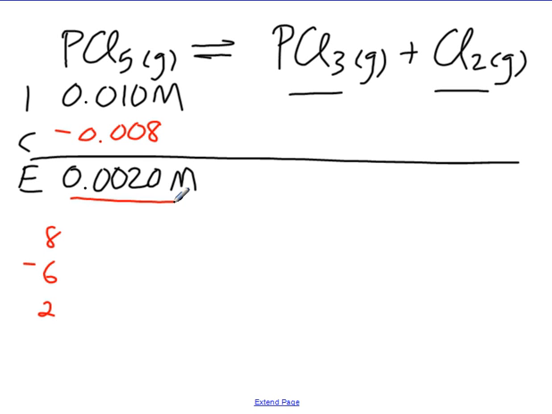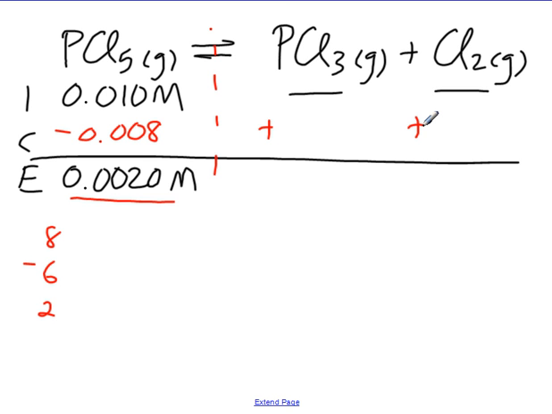Now that we know one of the three changes, we can find all of the changes. Since the left side is losing, the right side is gaining. Of course, it has to gain because they started at 0. How I got that change? How I got the equilibrium number?